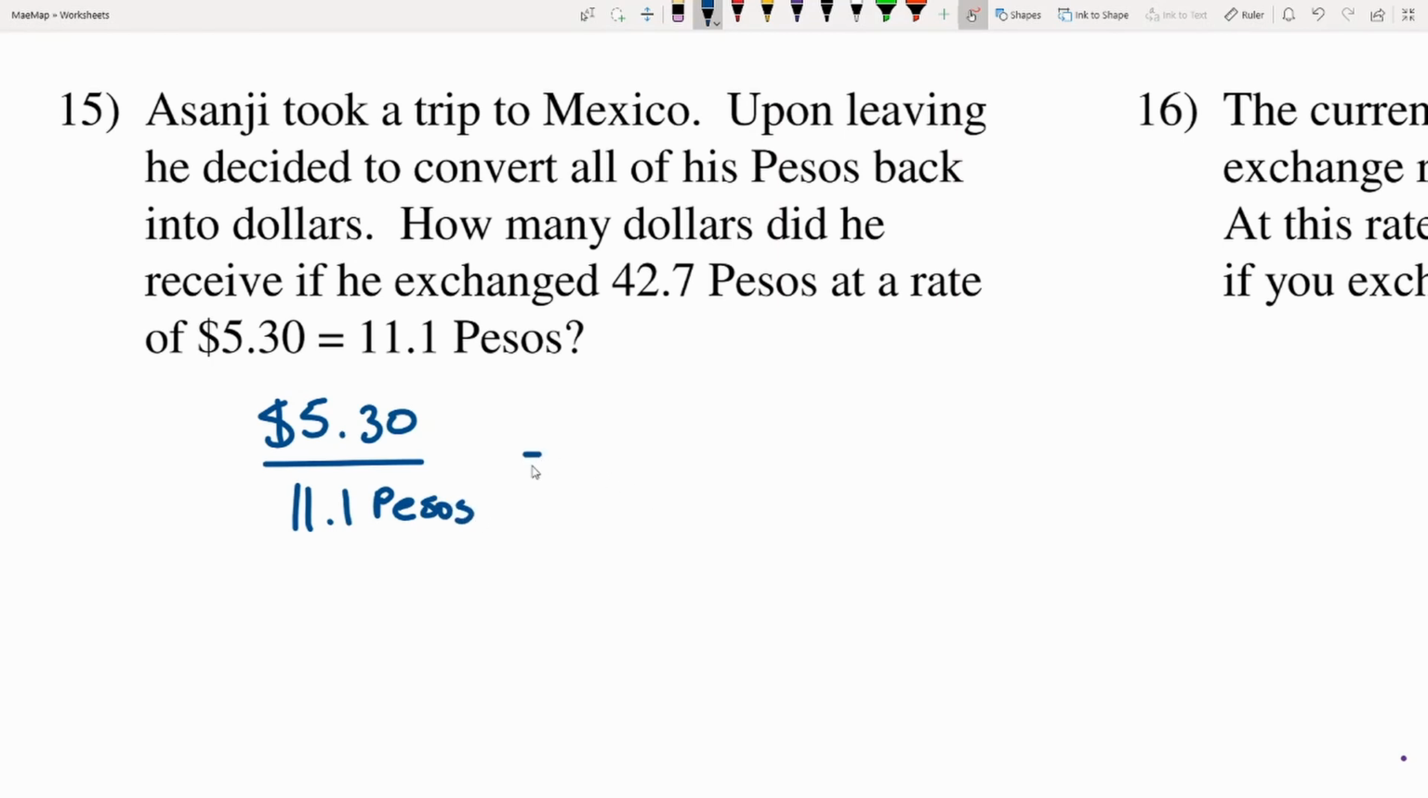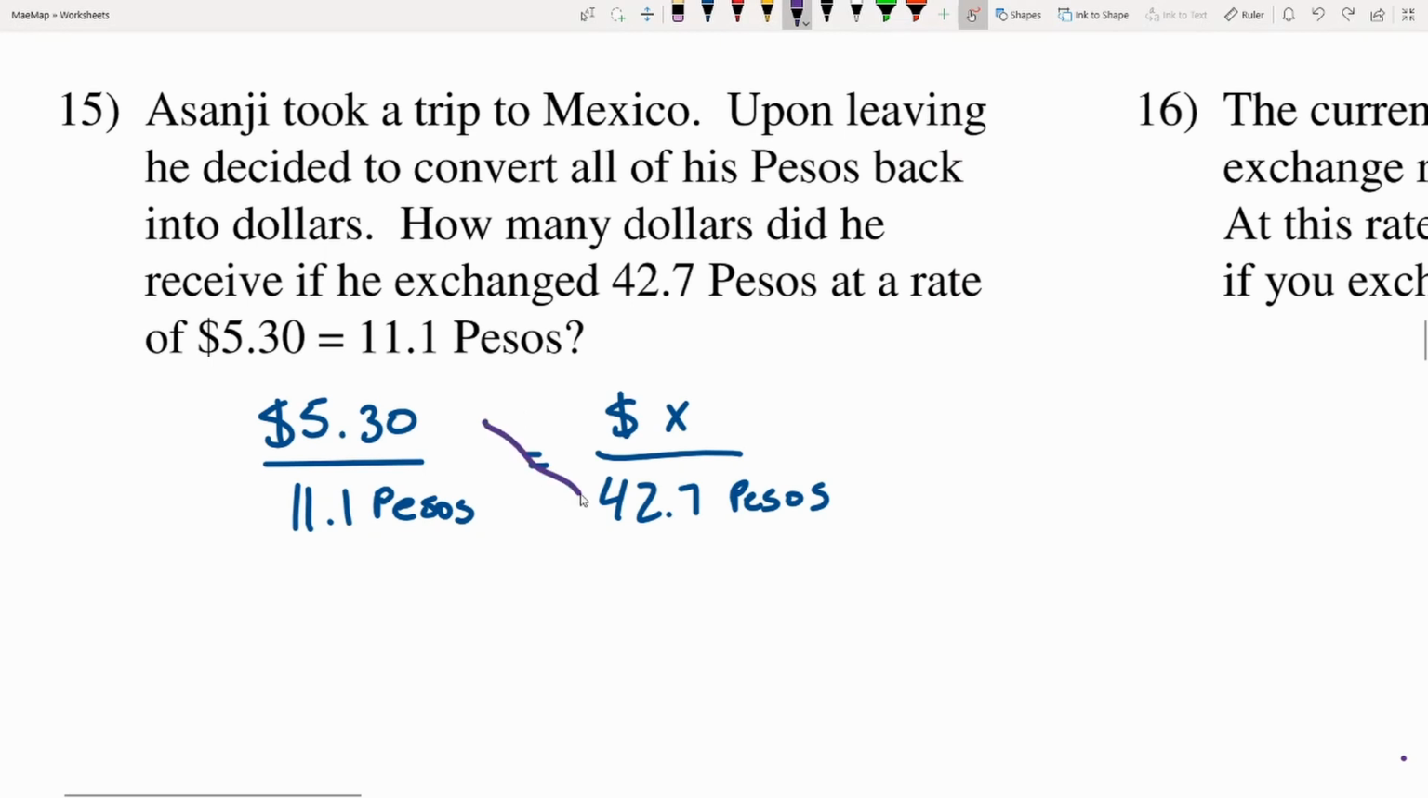And that's going to be equivalent to, well, we need to see how many dollars that he received. So our dollars, I'm just going to put this amount as X, which is what we're trying to solve for, if he exchanged 42.7 pesos. Now, right off the top of your head, it's difficult to see the relationship between 11.1 pesos to get to 42.7. It's not nice like the ones above, numbers 1 through 14, where it was some simple whole number. So this method, we're going to do cross multiplying.